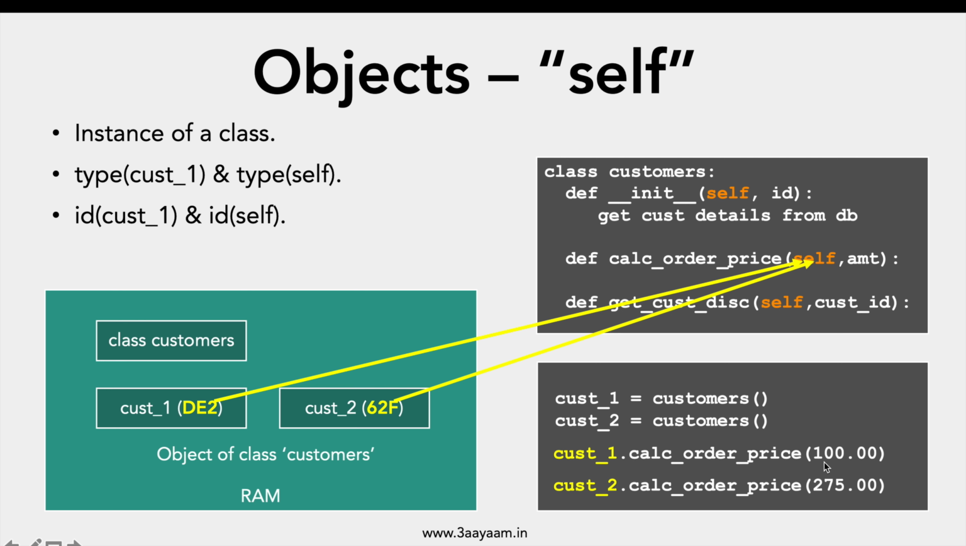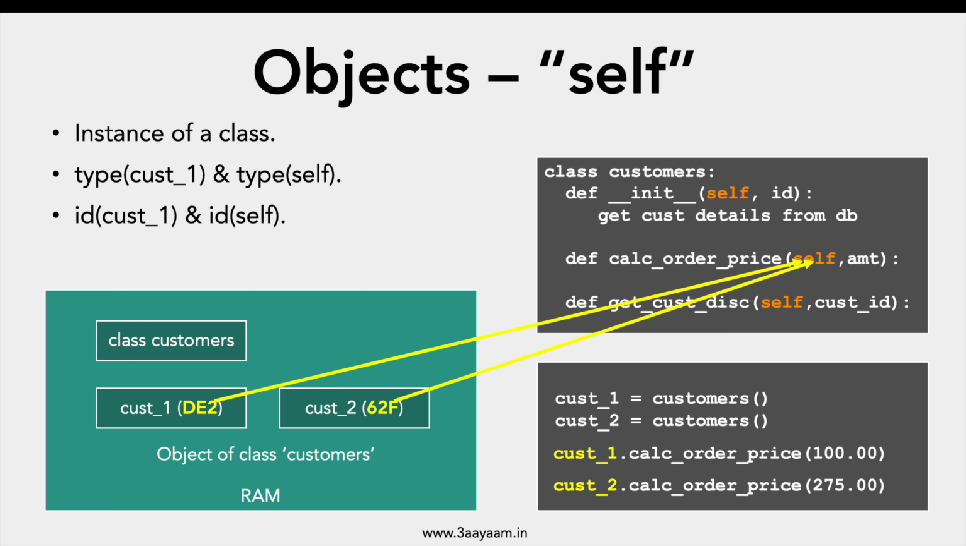So whenever we call any method, every time we are passing the identity of cust_1, which is the address of the memory location DE2, and self would contain that address. DE2 would be passed to self for cust_1, and 62F would be passed to self for cust_2. And when you used functions like string append, string lower, etc., using the variable, we did not do anything. Python did the same thing in the backend. Alright, so that's about self.